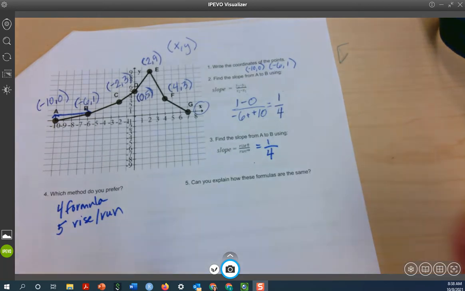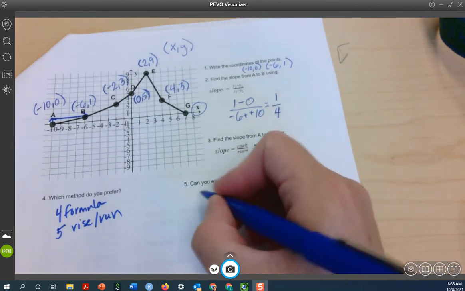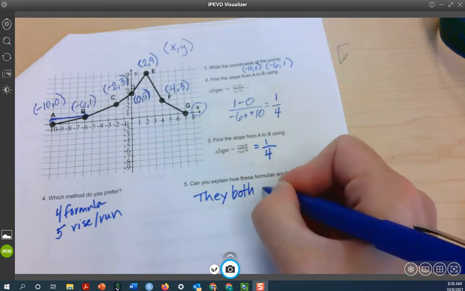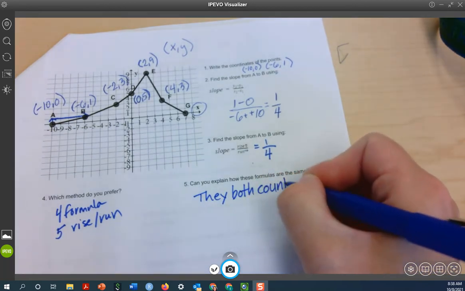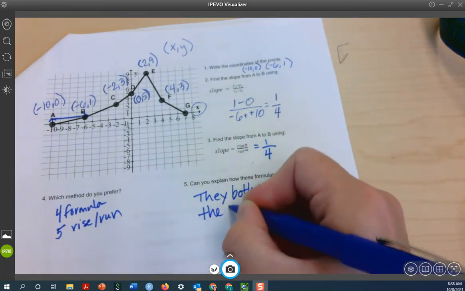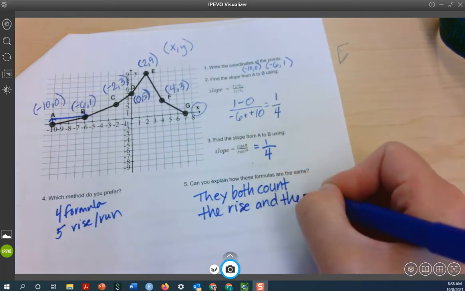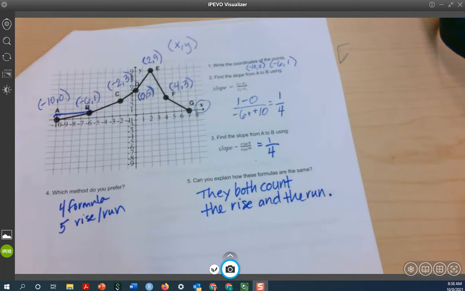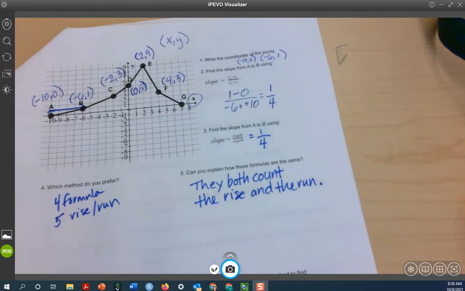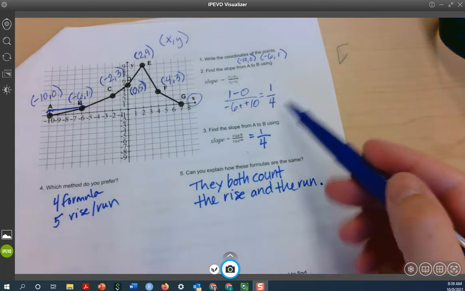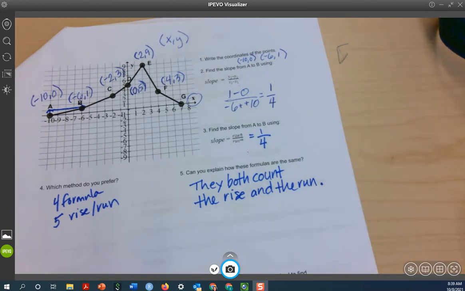Okay, so I'm going to put Kevin's answer. They both count the rise and the run. I think some people like the rise over the run because they're more visual, and some people prefer the formula because their thinking is more analytical than visual. That's my feeling.